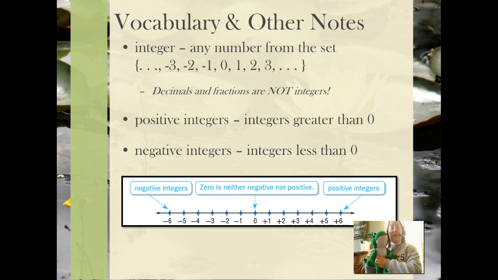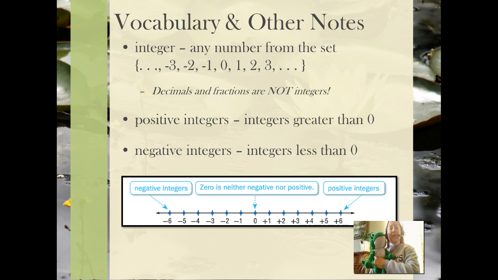So if we take a look at our number line, we can see that 0 is neither positive or negative. It's neutral. It doesn't have a sign that goes with it. The negative integers go to the left. The further left you go, the less the value becomes. Positive integers go to the right. The further right you go, the greater the value becomes.